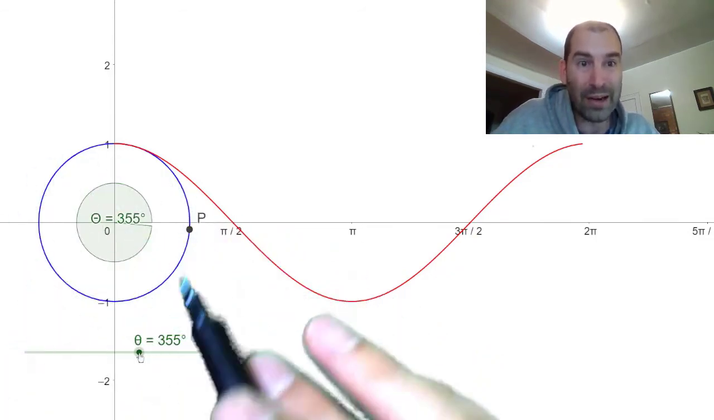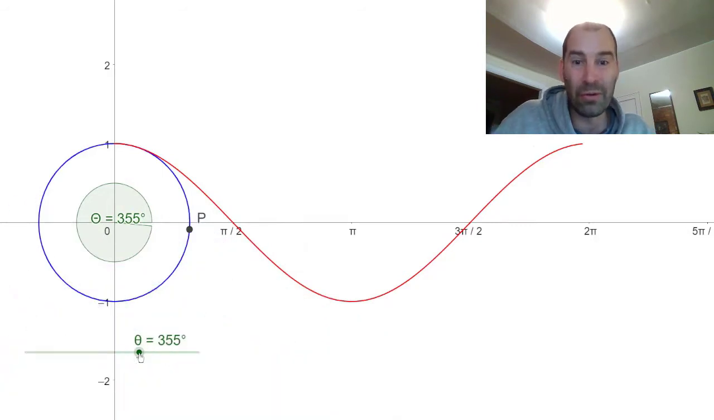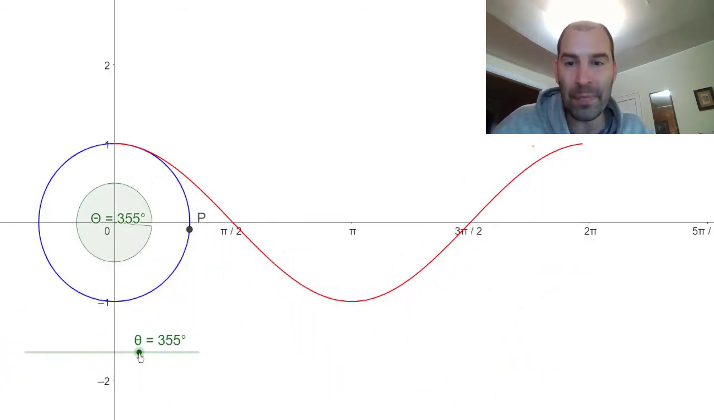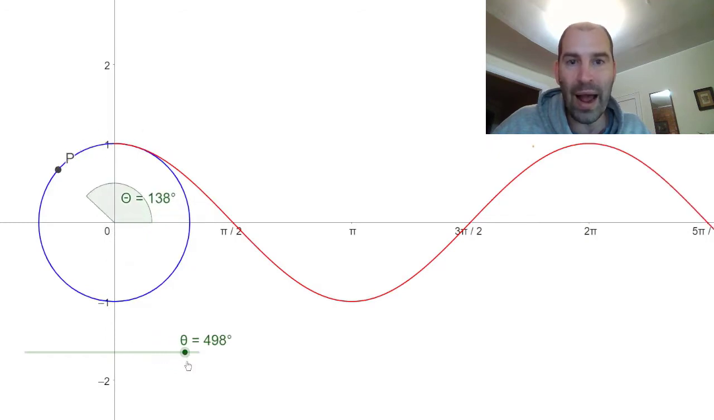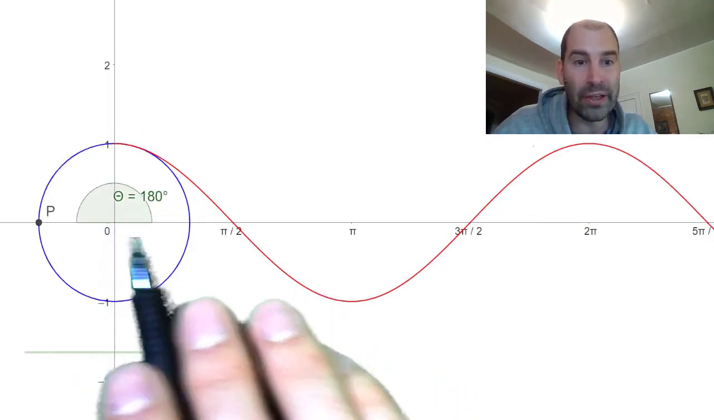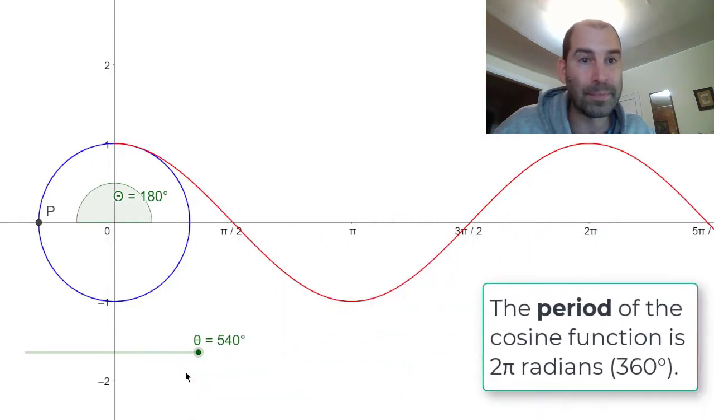the circle's repetitive, right? So once you go once around, you just start over again, and that's why the graph is going to start over again. And we see that the graph has, just like the sine function, a period of 2 pi. So both the sine and the cosine function have period 2 pi.